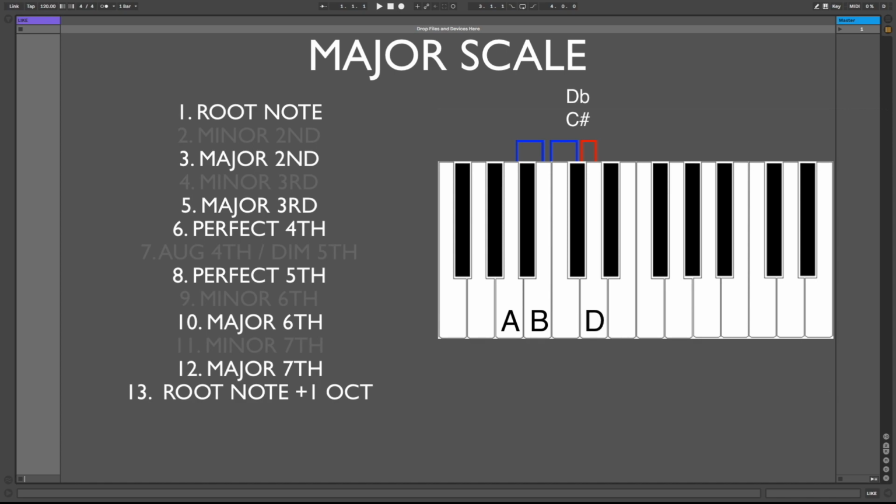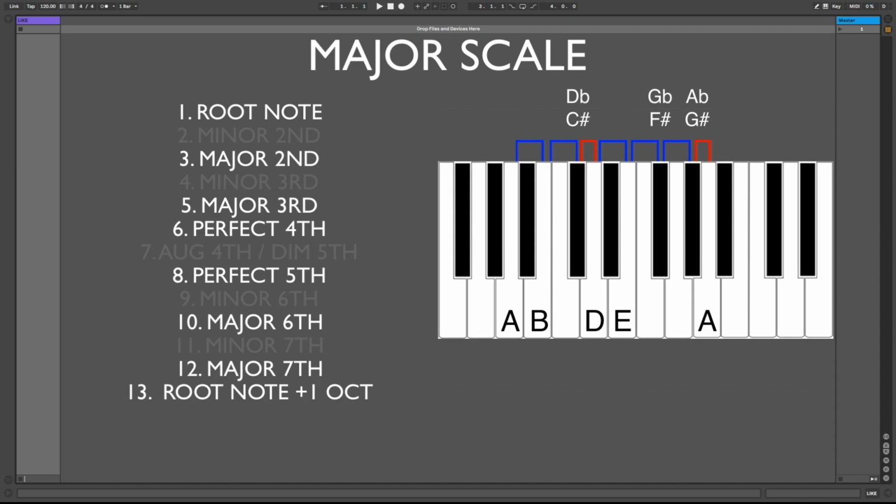The perfect fifth would be a whole step again above the perfect fourth. The major sixth, a whole step above the perfect fifth. The major seventh, a whole step above the major sixth. And the perfect octave, a half step above the major seventh.